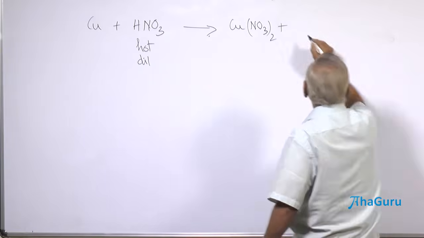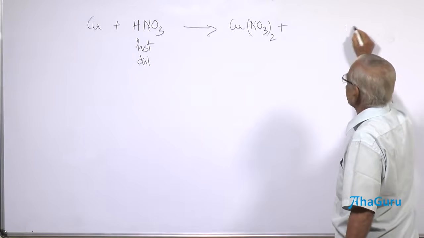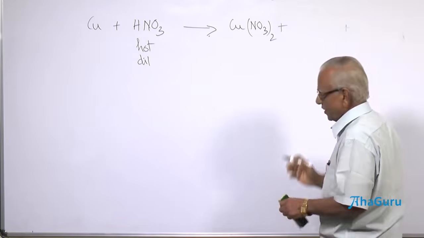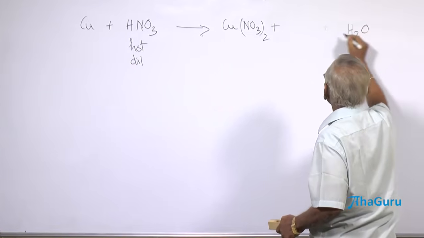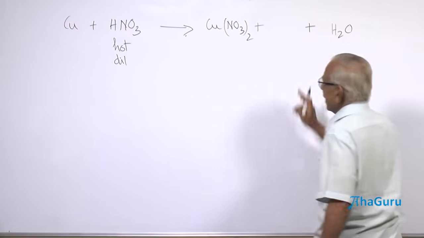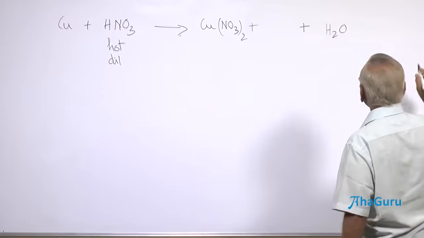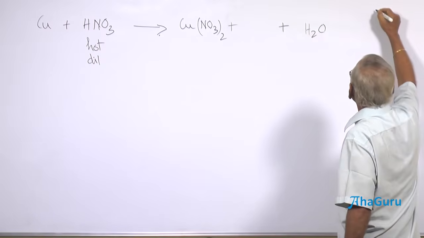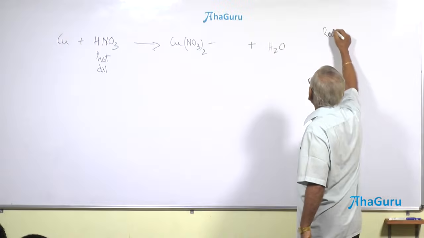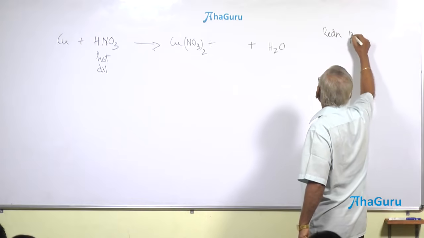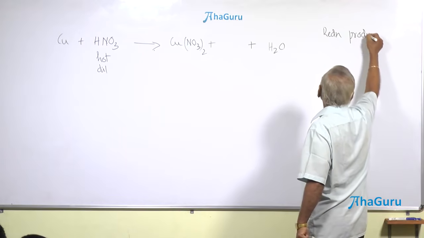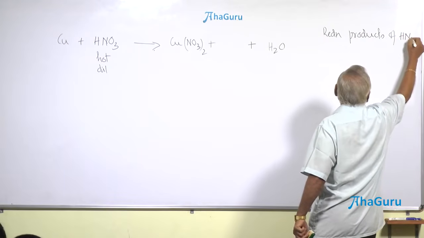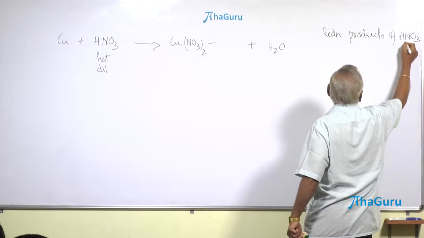Plus, I leave some space here, and I have to account for the formation of water. Now, the space is meant for the reduction products of nitric acid. I am going to write here the reduction products of HNO3. What are the reduction products of nitric acid?